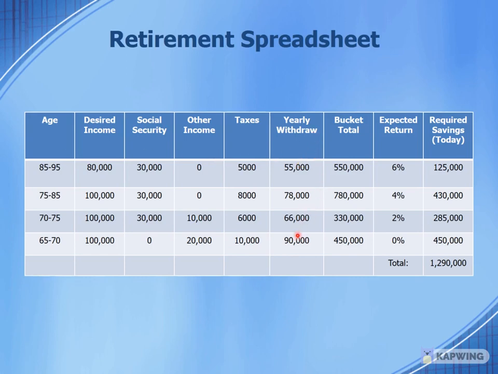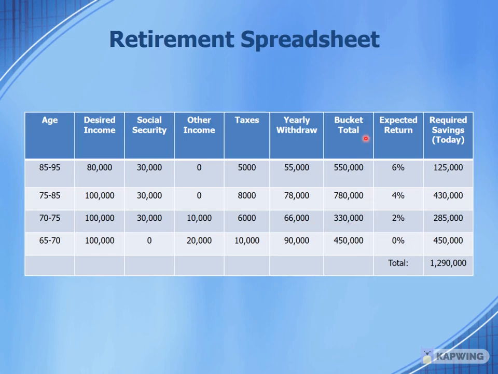So let's take an example here. Let's say the 70 to 75 bucket. Your requirement's $100,000, but you're going to take in $30,000 Social Security and $10,000 of other income. That nets you with a $60,000 requirement. You pay $6,000 in taxes. So the withdrawal from your principal is going to be $66,000 during that bucket.